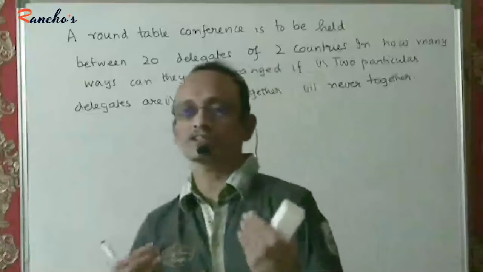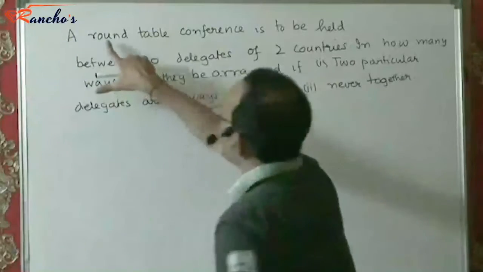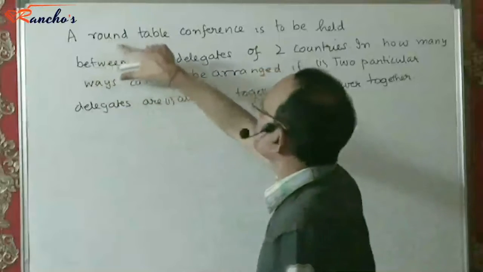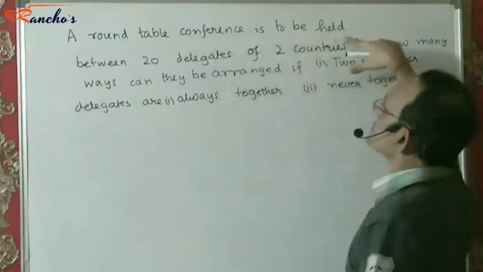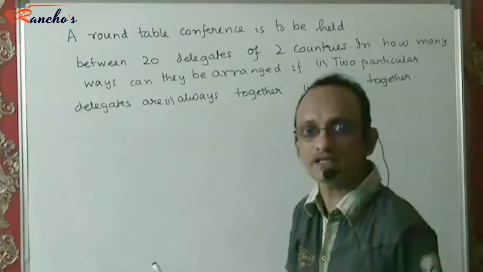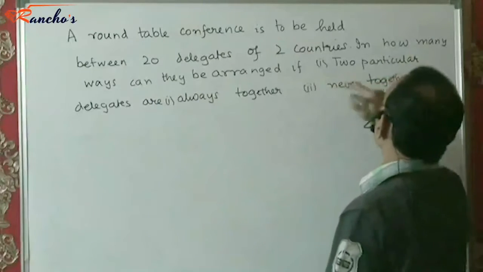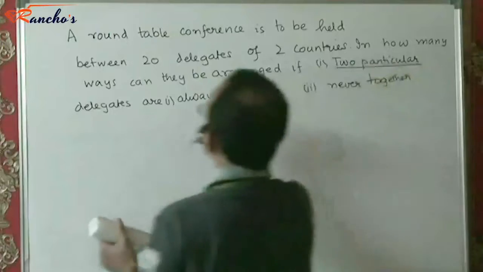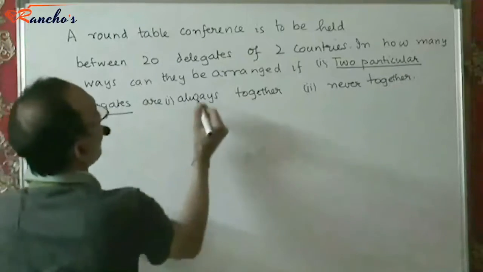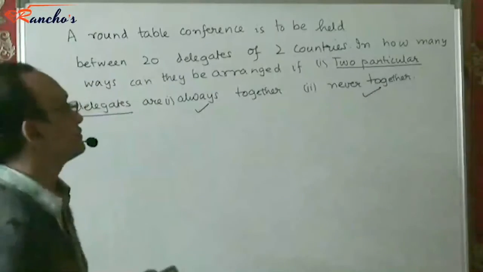So just to illustrate this concept of circular permutation, I take you through a pretty simple example. We're talking of a roundtable conference to be held between 20 delegates of two countries. In how many ways can they be arranged if two particular delegates are always together, or never together, all right?